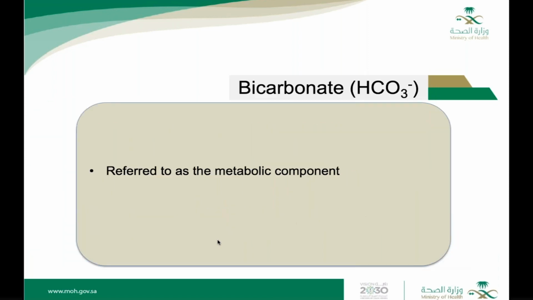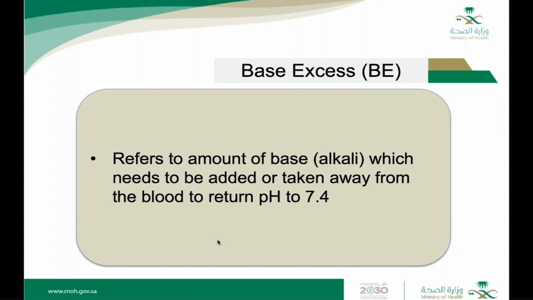And HCO3 or bicarbonate is referred to as the metabolic component in the blood. The base excess refers to the amount of base which needs to be added or taken away from the blood in order to get the pH to the normal value.